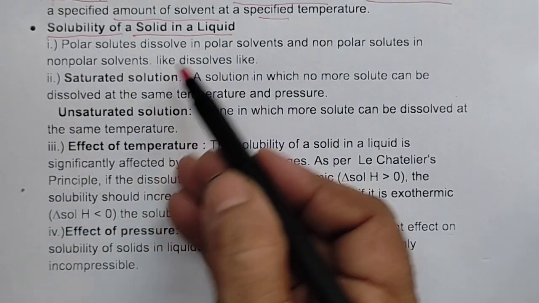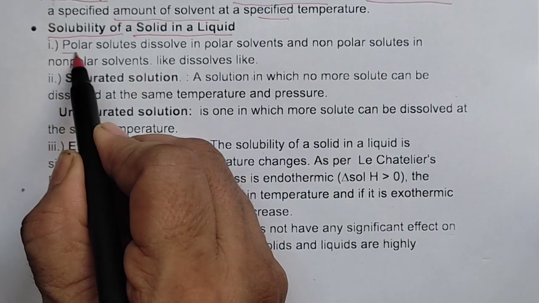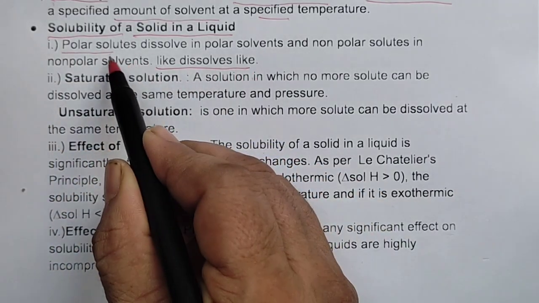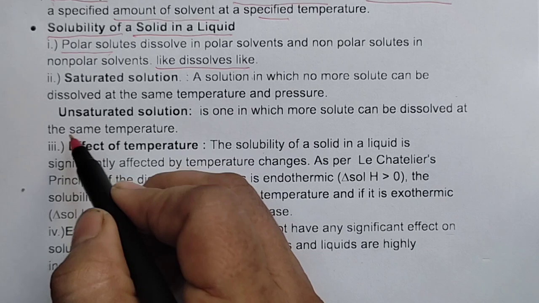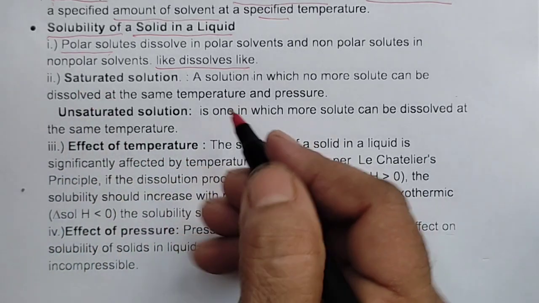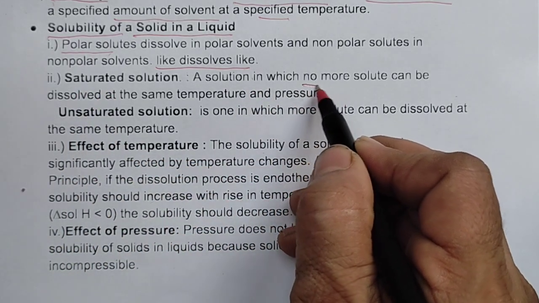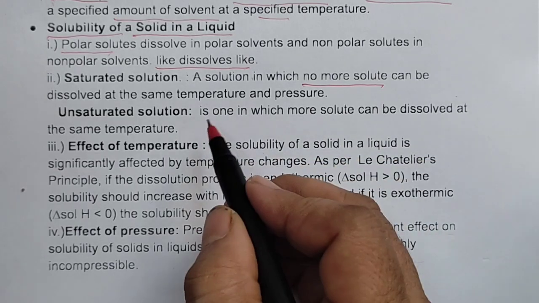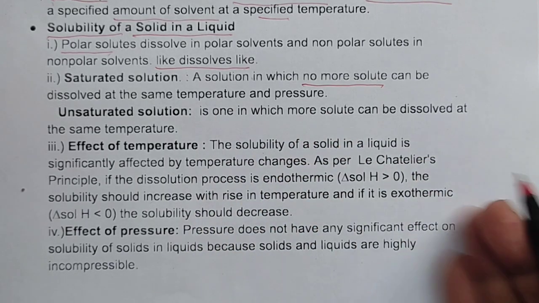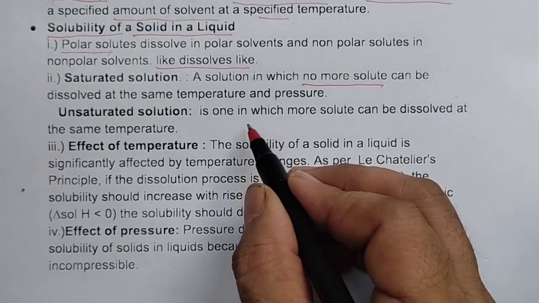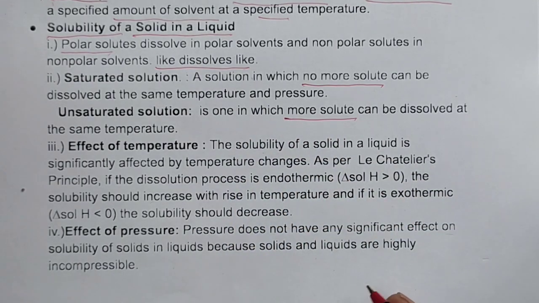The factors which affect its solubility: number one is like dissolves like. Means polar will dissolve in polar solvents, non-polar in non-polar solvents. Right? Ionic in ionic, covalent in organic solvents. The next terms we have here are saturated and unsaturated solutions. A saturated solution cannot take in more of the solute at a particular temperature and pressure. Right? So it cannot take in more quantity, it is saturated. Unsaturated is one in which more solute can be dissolved at the same temperature.